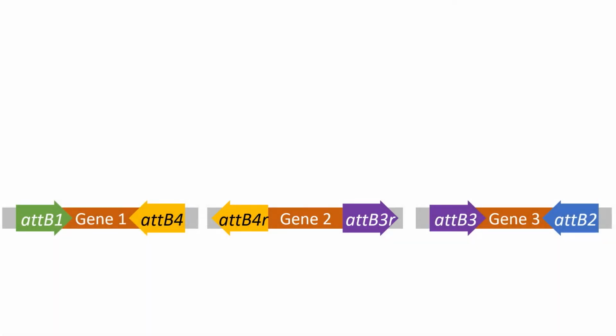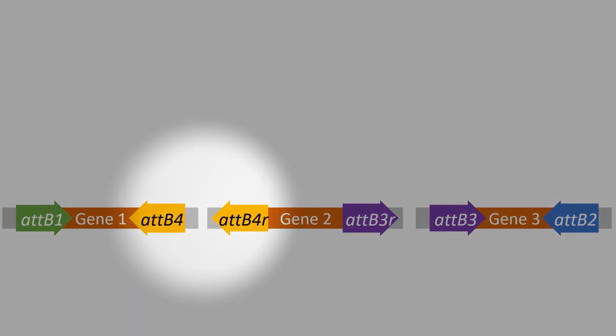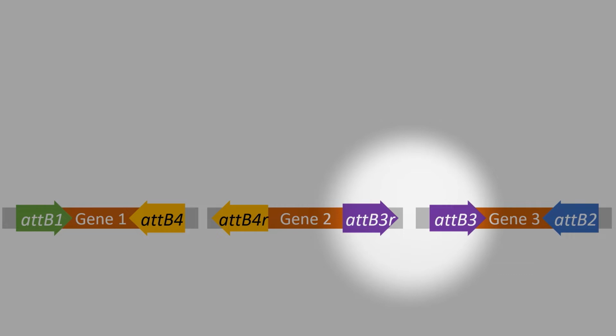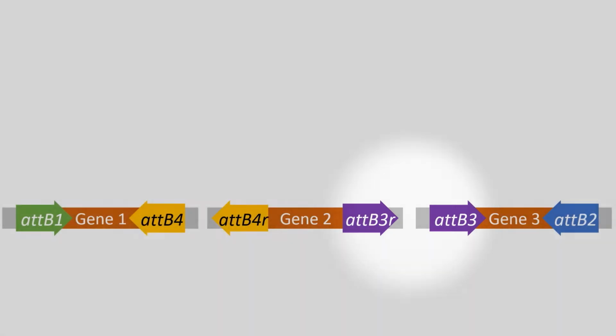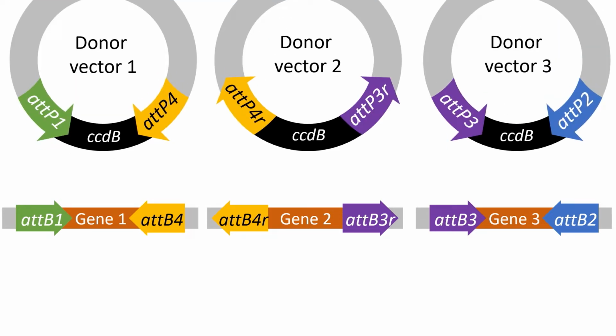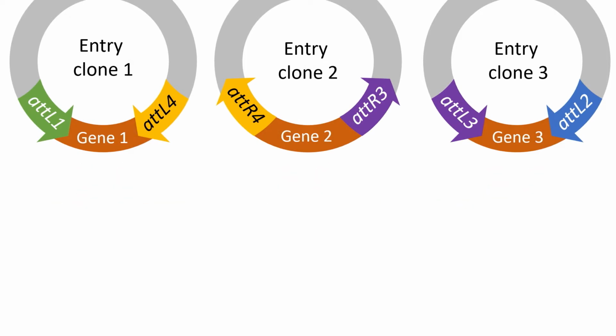The adjacent fragments should also contain the same ATB sites. In this example, the first fragment has a 3' ATB4 site, and the second has a 5' ATB4 site, while the second fragment has a 3' ATB3 site, and the third has a 5' ATB3 site. Refer to the table on the Genius website to ensure you select the correct ATB sites for your simulation. These DNA fragments will recombine with suitable donor vectors during the BP reaction, resulting in individual entry clones.